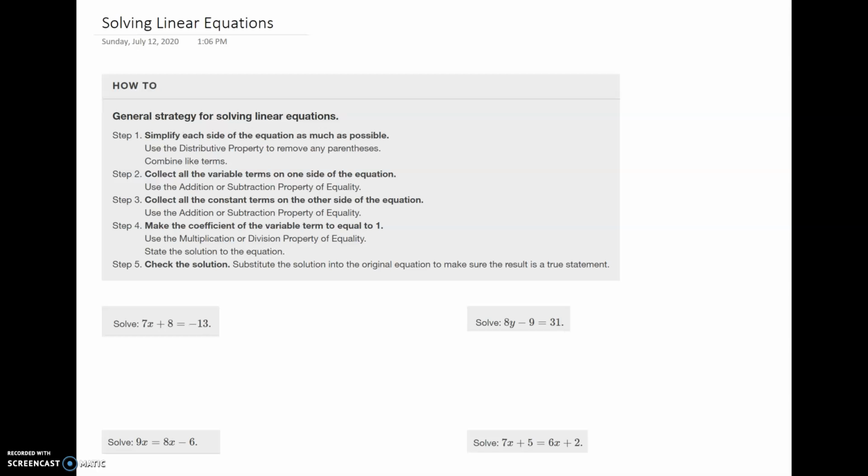Hi, and welcome to today's big lesson, which is solving linear equations. So today is a big deal. We finally get to actually solve an equation for the first time.